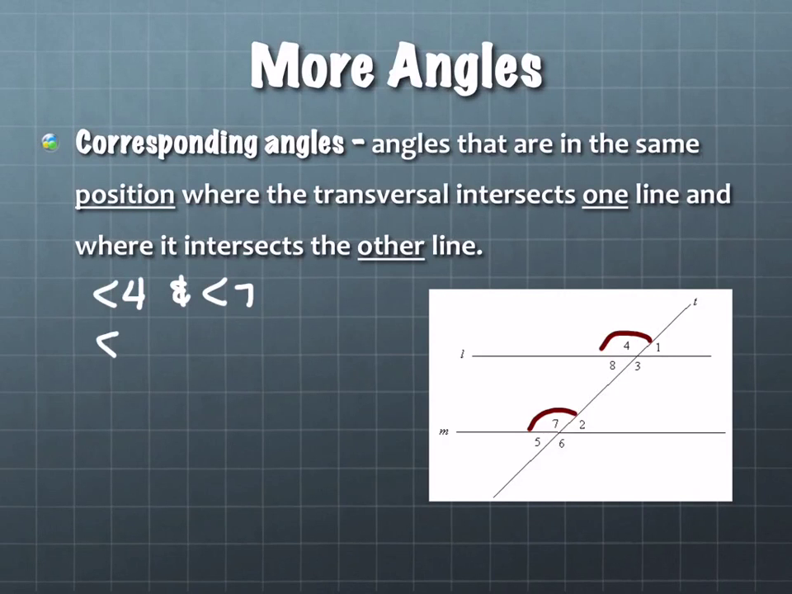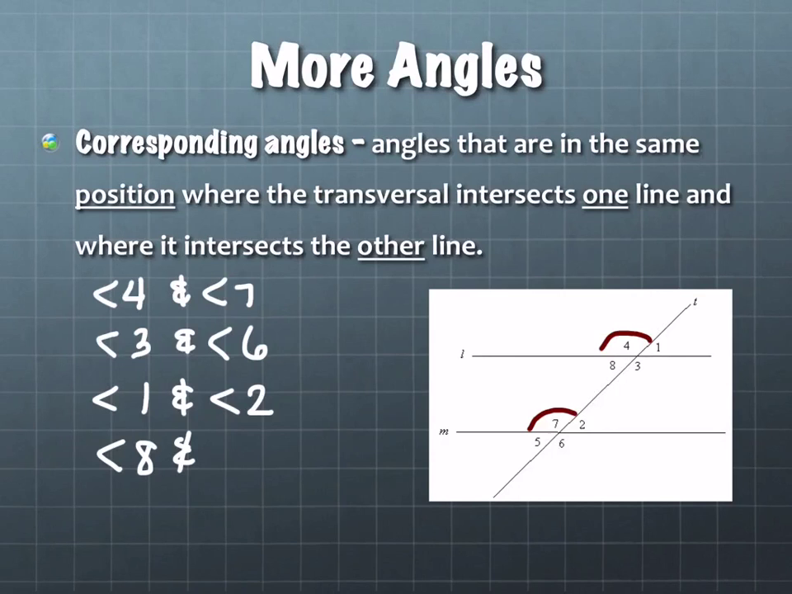And there are others. So somebody tell me another one that you have. 3 and 6. I agree. What's another one? 1 and 2. And there's one more. 8 and 5. Yeah. Those are corresponding angles, angles that are in the same location or same position along the two different lines.